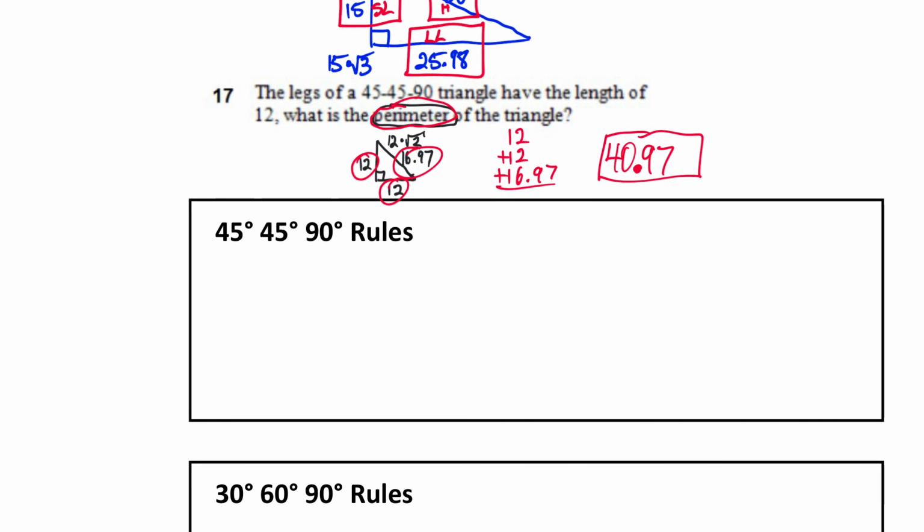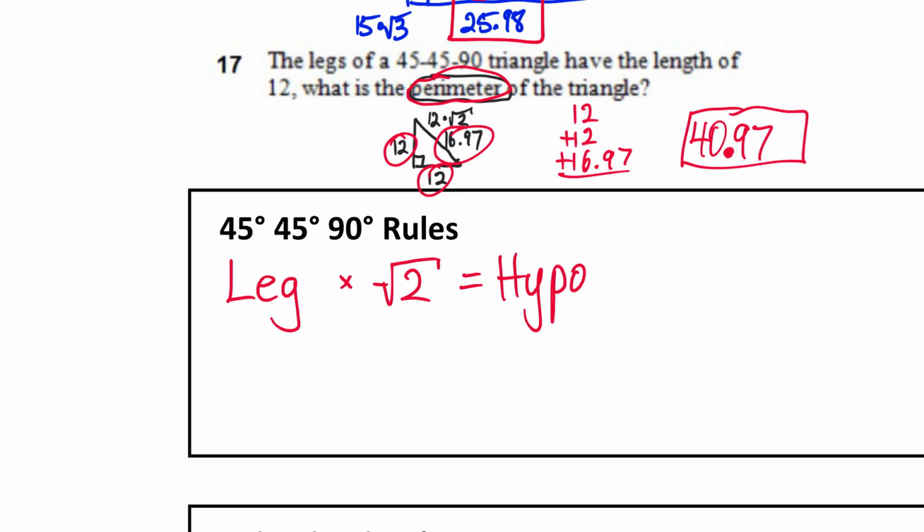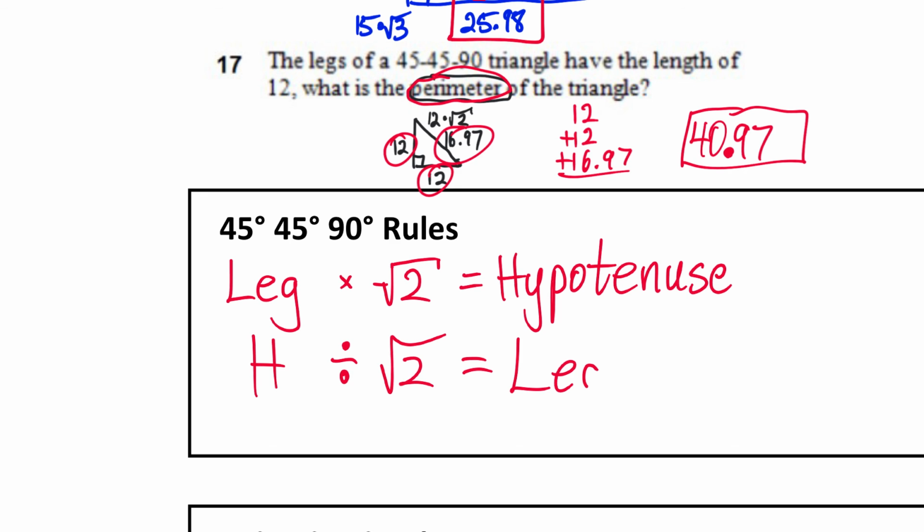Okay. Now let's talk about our rules real quick. So 45, 45, 90 rules. If you have the leg, multiply that by the square root of 2 to give you the hypotenuse. Leg times the square root of 2 gives you the hypotenuse. And then just the reverse of that is if you take the hypotenuse, divide that by the square root of 2, it gives you the leg.